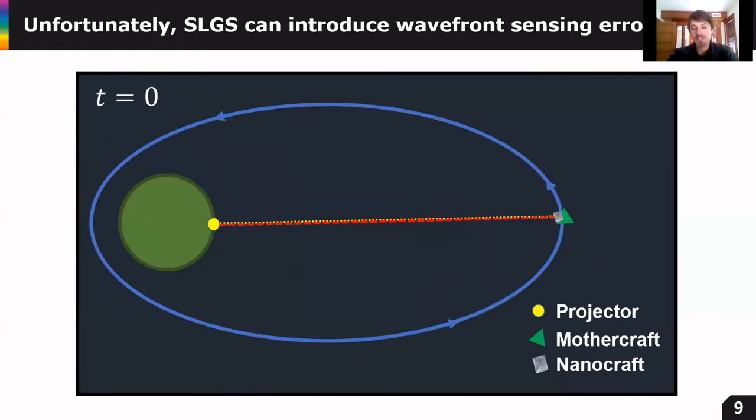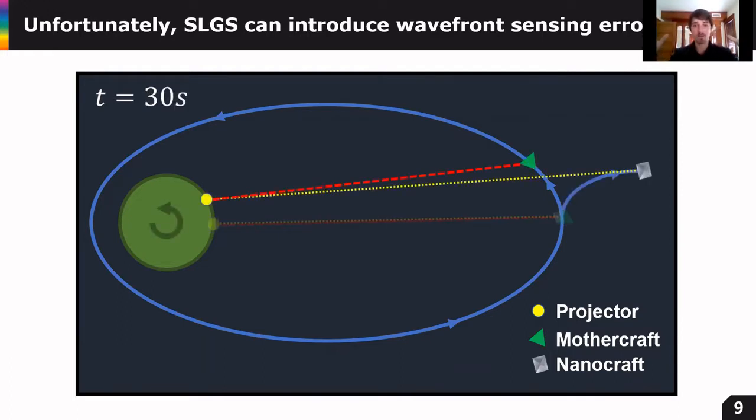However, there's a potential issue with an SLGS, which I'll illustrate in this diagram. At the moment of launch, t equals 0, the nanocraft is released in orbit at the highest point in orbit, called the apogee, from the mothercraft. Directly below it on the surface of Earth is the launch projector, which houses the 100 gigawatts of laser power, which will go up and accelerate the nanocraft.